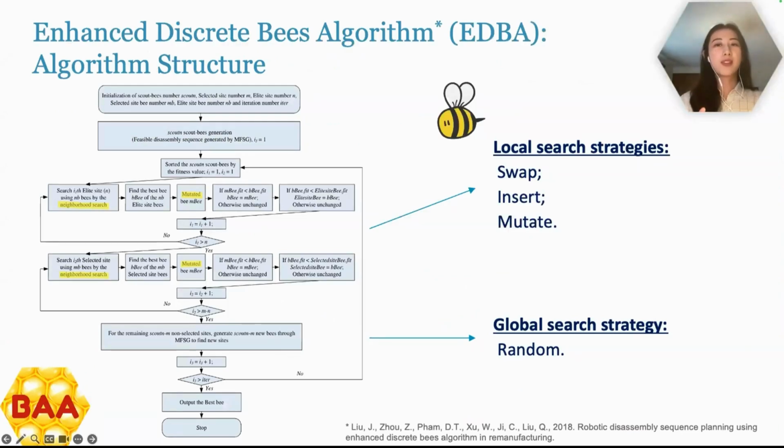Well, finally, talking about the big part of today, the BIS algorithm. In our robotic disassembly sequence planning work, as it is a BIS algorithm application, we didn't propose a new version of the BIS algorithm, but implemented an enhanced discrete version of the BIS algorithm, which was proposed by Dr. Jiang Liu and his co-authors in 2018. Here is the algorithm structure of his enhanced discrete BIS algorithm. In the structure, he used swap, insert, and mutate as the three search strategies for the local search. And then in the global search, he used the random search strategy.